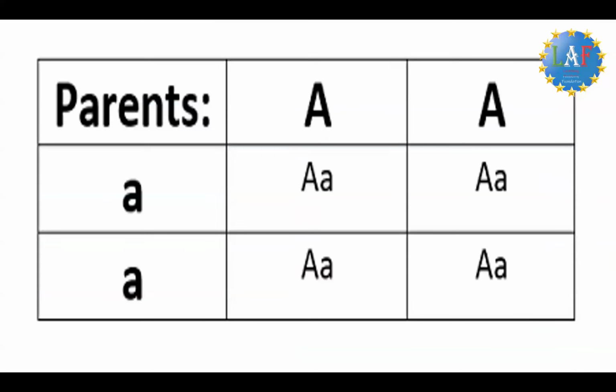If the parents are, one is homozygous dominant and one is homozygous recessive, the offspring will result in four heterozygous, so showing the dominant traits.